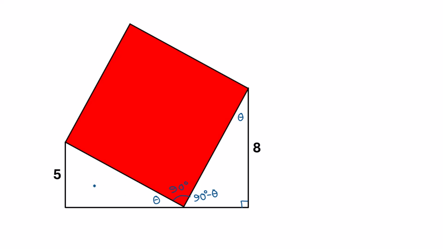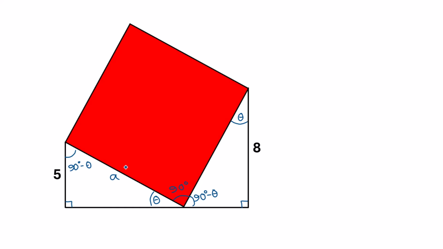Similarly, from this triangle, this angle is 90 degrees and this is theta, so the sum of these two angles will be 90 degrees. As this is theta, this angle will be 90 degrees minus theta. Now look at these two triangles. This angle is 90 degrees minus theta and this is also 90 degrees minus theta, and this is theta and this is theta. Consider the side length of this square is A.